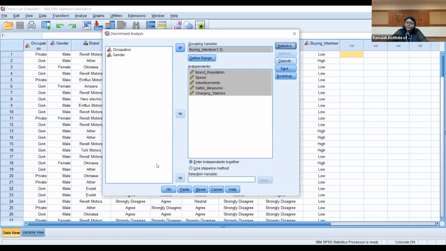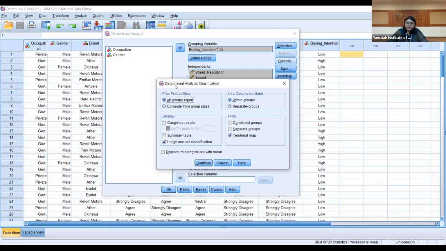Now in this classify, in the prior probabilities, there are two cases. The first is that you treat all the groups as equal. That means you already know the number of people in both groups will be equal. Or else you can ask it to compute from the group sizes. That means it will compute for you which is in the low buying intention group and which is in the high buying intention group. So let me consider this one, because I don't consider all my groups to be equal. Now it will be using the covariance matrix within the groups.